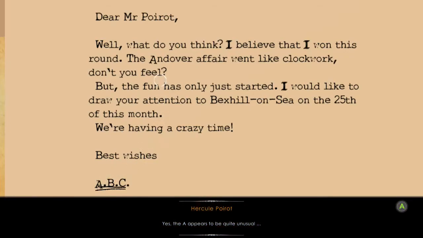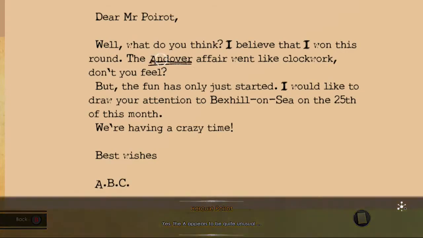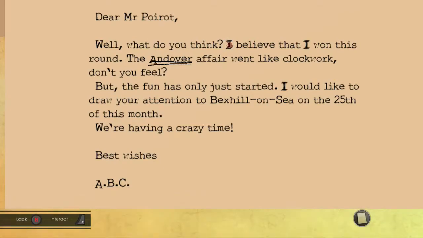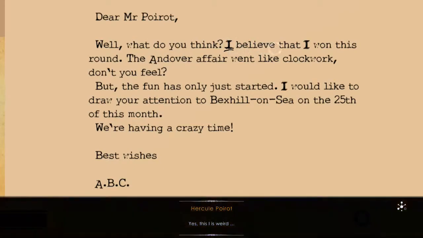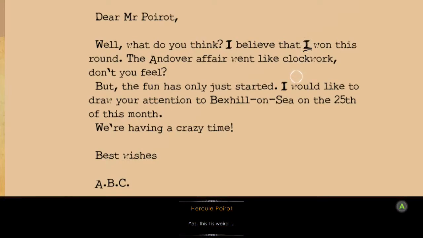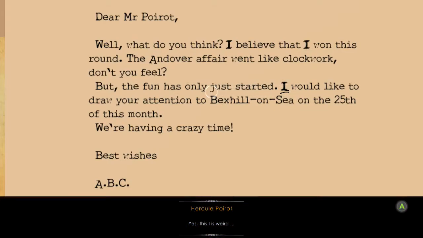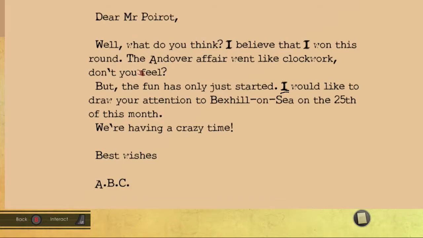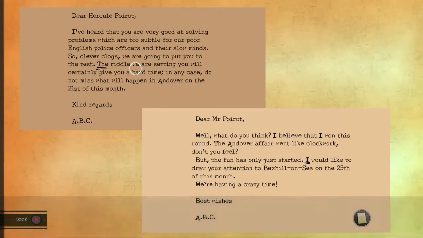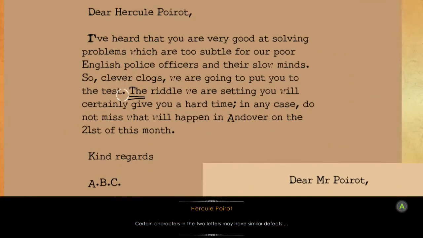Yes, the A appears to be quite unusual. Yes, this I is weird. Try to go through here. Maybe. Right. Let us compare this with the other letter. Certain characters in the two letters may have similar defects.